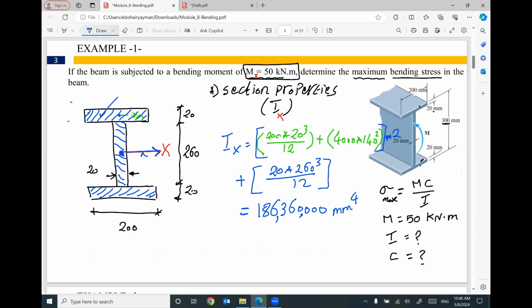Since we are looking for the maximum bending stress, sigma maximum positive and sigma maximum negative equal the applied moment, 50, times C divided by I, 186,360,000. The same here.